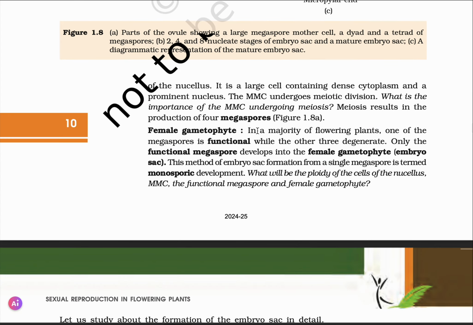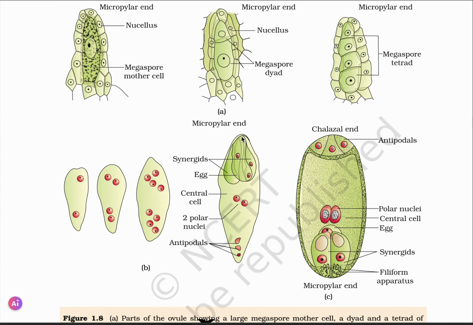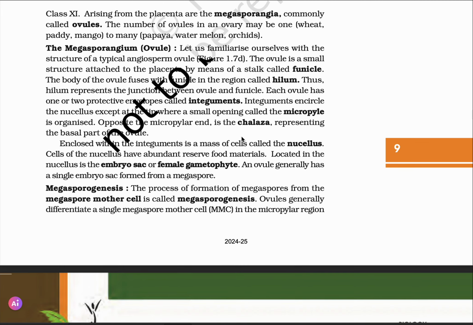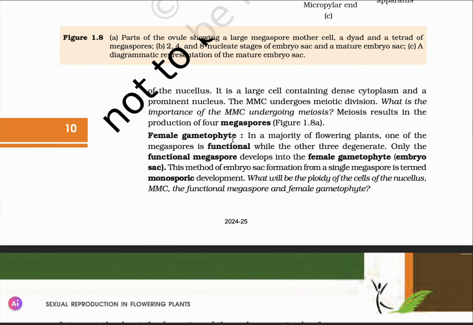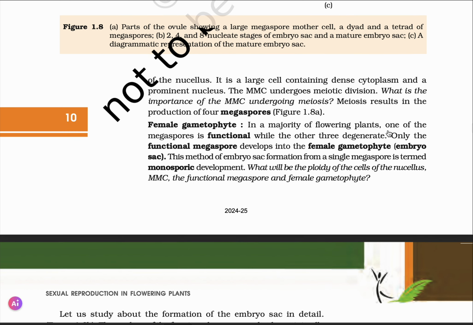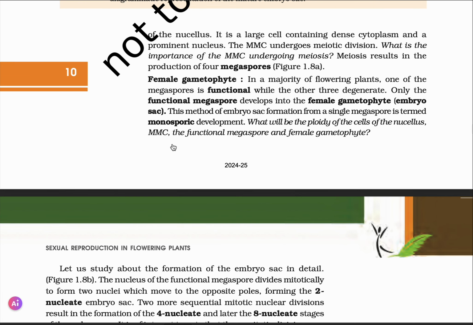So the female gametophyte, which is the embryo sac, is the female gametophyte. In a majority of flowering plants, one of the megaspores is functional while the other 3 degenerate. Only the functional megaspore develops into the female gametophyte, which is the embryo sac. This method of embryo sac formation from a single megaspore is termed monosporic development. This is a question that could come anywhere.